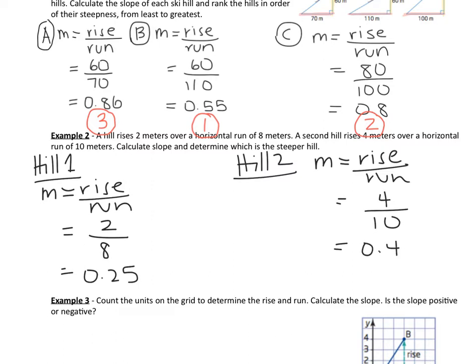They then asked you to determine which is the steeper hill. Again, you're going to look at your answers for slope, and if something is going to be steeper, it has to be the larger number. So between 0.25 and 0.4, 0.4 is the larger slope value. So hill number 2 would be the steeper hill.